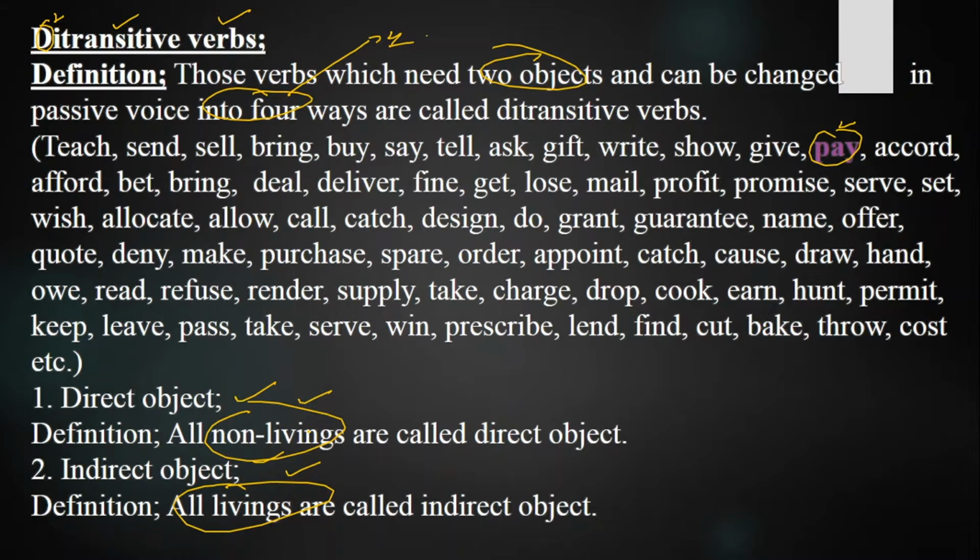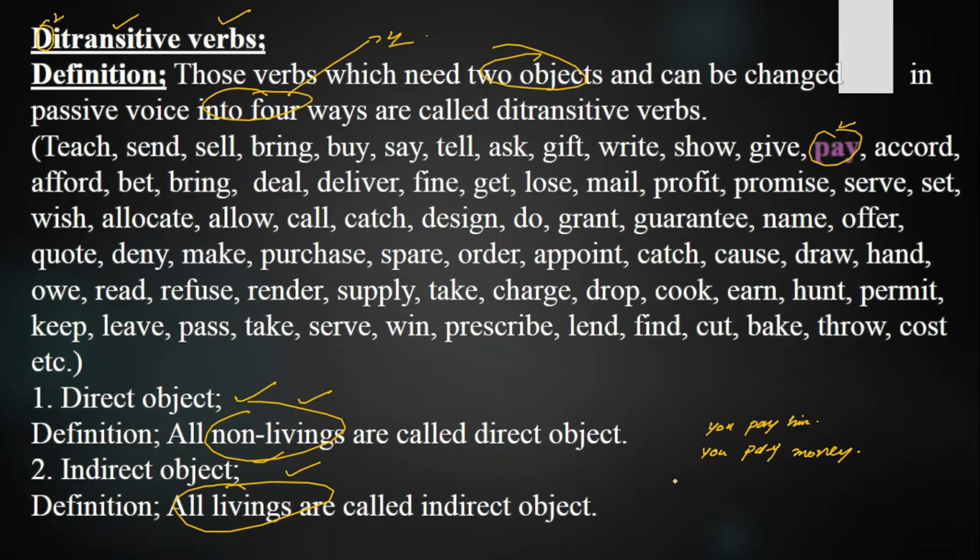Why do they need two objects? We will discuss the ditransitive verb pay. Here we will be having the examples for it. Suppose if I say you pay him. Now what do you pay him? The sense is not clear. If I say you pay money, now whom do you pay money?